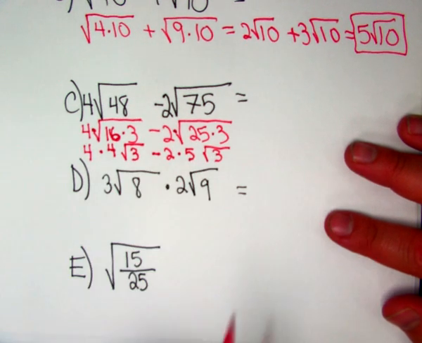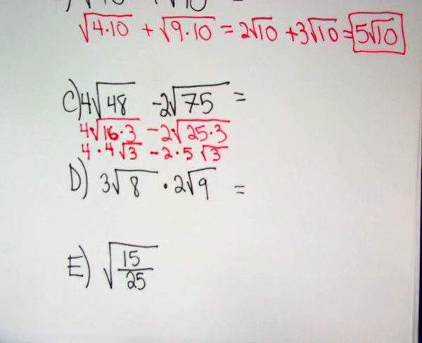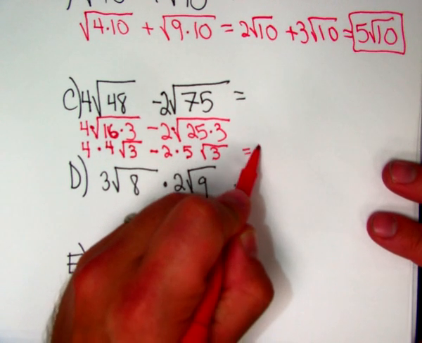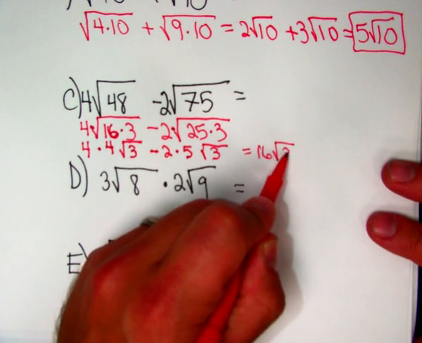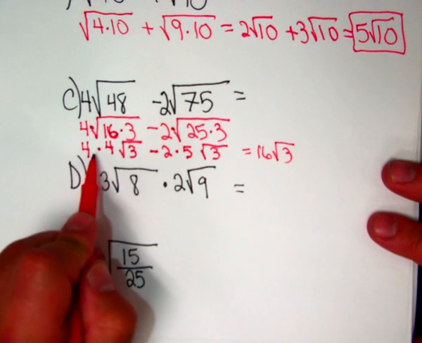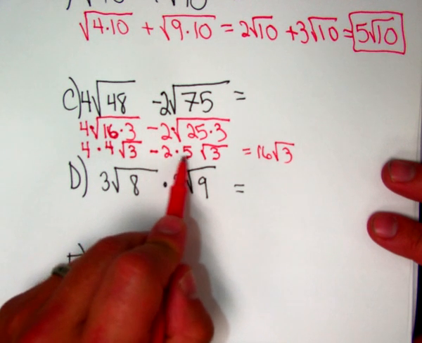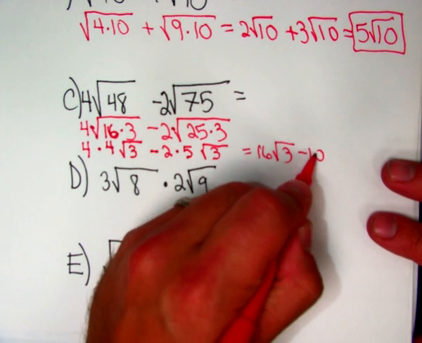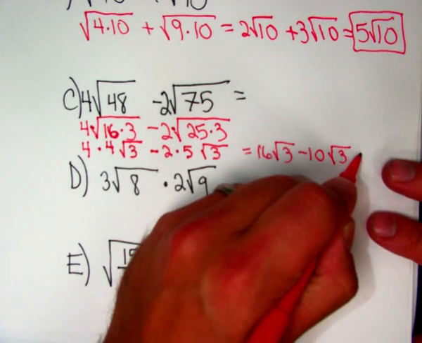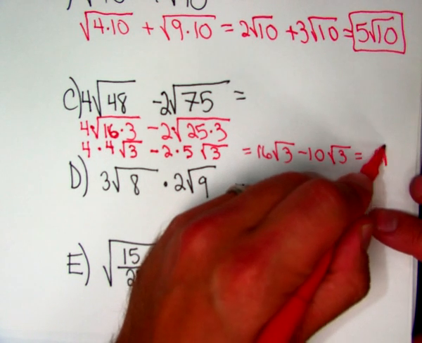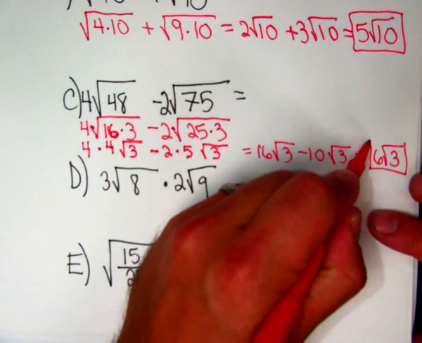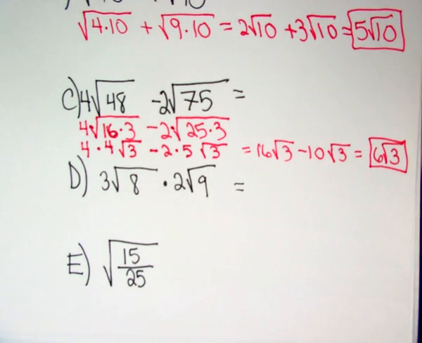So simplifying this from here means that we're going to have 16 root 3, because 4 times 4 is 16. And then here we're going to have 2 times 5, which is 10. So we're going to have minus 10 square root of 3. So that's going to equal 6 square root of 3. There you go. It's not too bad. Just got to learn how to break it down slowly and then simplify from there.